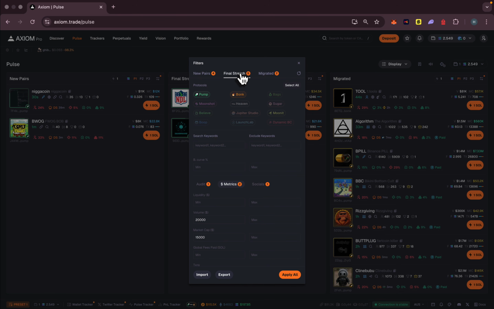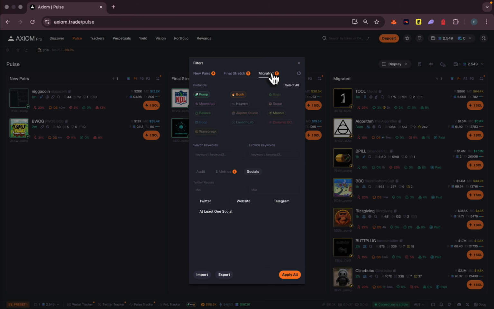When it comes to the final stretch, first of all, for the audit section, I want the age to be maximum 30 minutes and the dev holding maximum 5%. Most of the meme coins in this section have even zero dev percentage. And for the volume, I want minimum 20,000 volume and minimum $15,000 market cap. Most of the meme coins in the final stretch can't reach these numbers. And for the socials, I usually want at least one social.